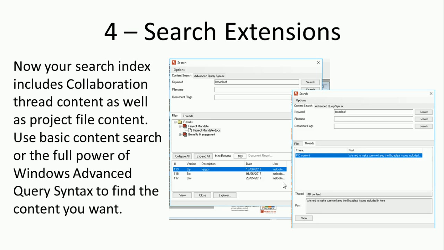Search also now, as I mentioned earlier, searches your collaboration threads as well. So when you get search results, you get the search results that are found in files, and then you get the search results that match your discussion threads as well, and you can jump in each case to see the detail of those.